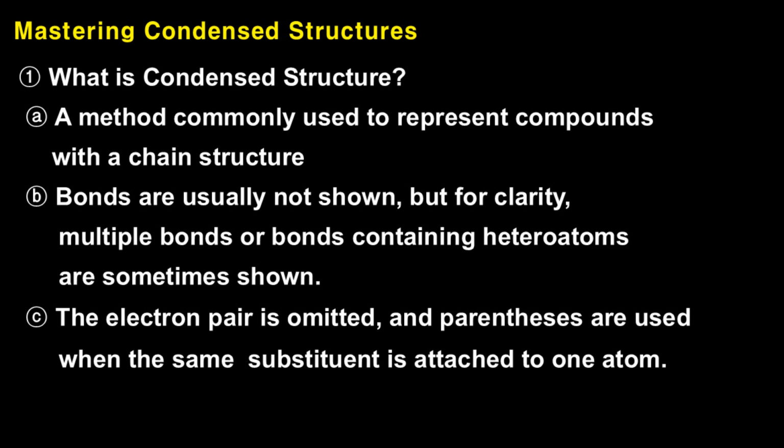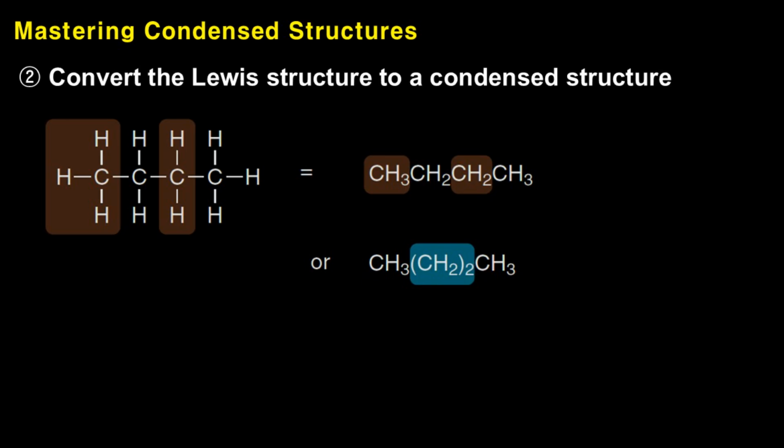Now, here are a few key things to keep in mind. Single bonds are usually left out, and atoms are just written in sequence. Multiple bonds, or bonds involving heteroatoms, might still be shown. Just to keep things clear, lone pairs are not shown in condensed structures. And when the same substituent shows up more than once, we usually use parentheses to group them together.